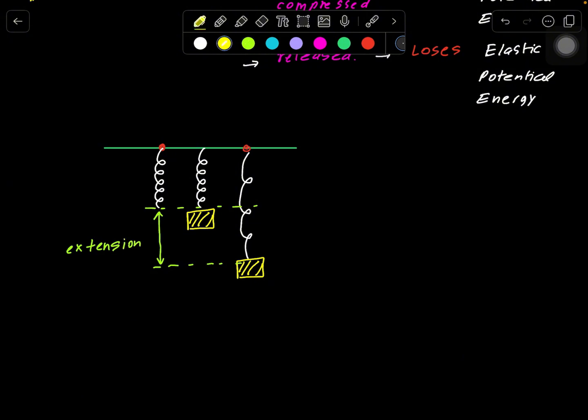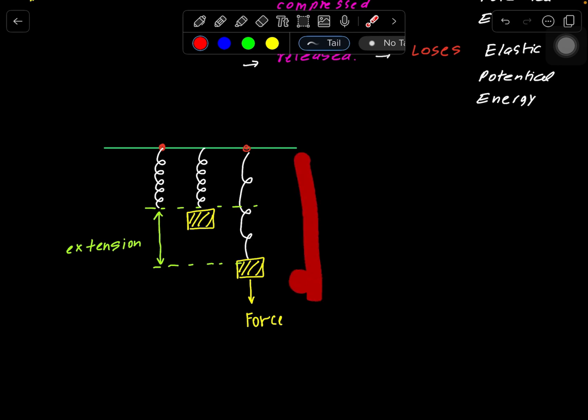And why did the spring stretch? Because of the force caused by the load. And why is there a force by a load? It's the weight of the load. Remember, weight is a form of a force, okay? So when you hang a mass, gravity tries to pull it down, and that is the weight. And the force, which is the weight downwards, causes the spring to stretch. And that stretch makes elastic potential energy be stored in the spring.